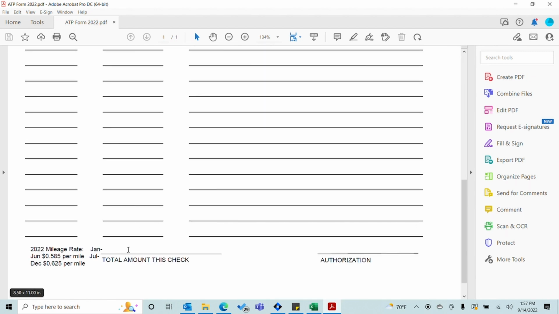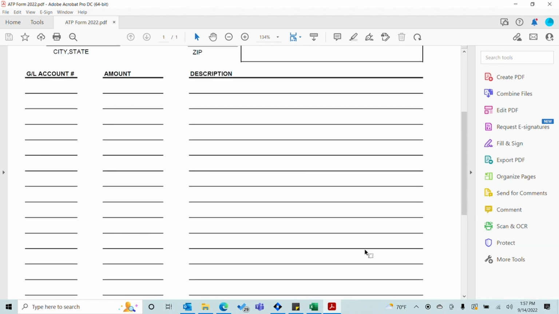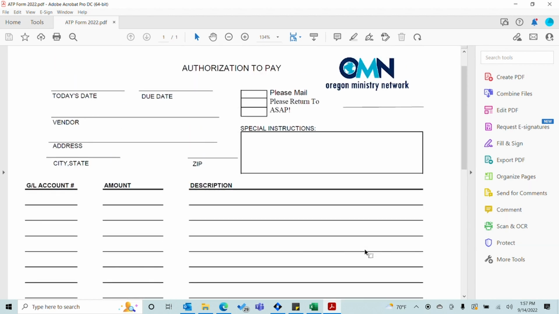Down here, you would put the total amount on the check, and then you would have your lead pastor or the treasurer sign the form. Again, you will send in a copy of the paper check with the authorization to pay form.